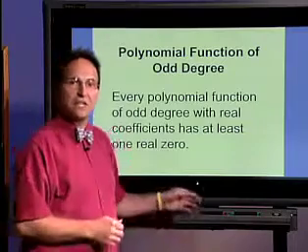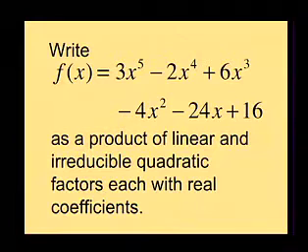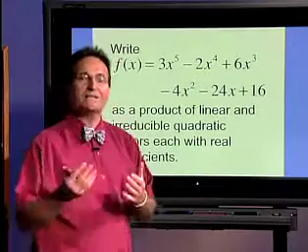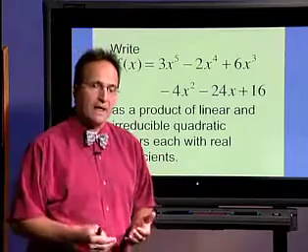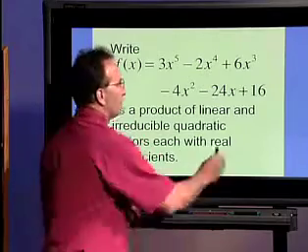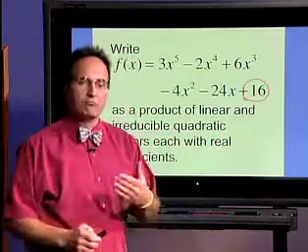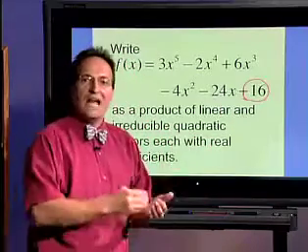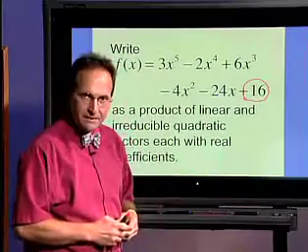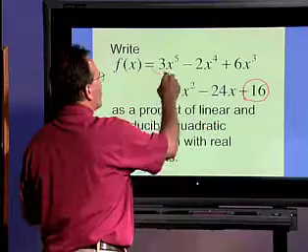The best way to see this is to take a look at an example. Write f of x equals 3x to the 5th minus 2x to the 4th plus 6x cubed minus 4x squared minus 24x plus 16 as a product of linear and irreducible quadratic factors, each with real coefficients. So to start this process, we need to find one of the zeros. And from the rational zeros theorem, we know that a real zero comes from taking all of the factors of 16 and dividing them by the factors of 3.